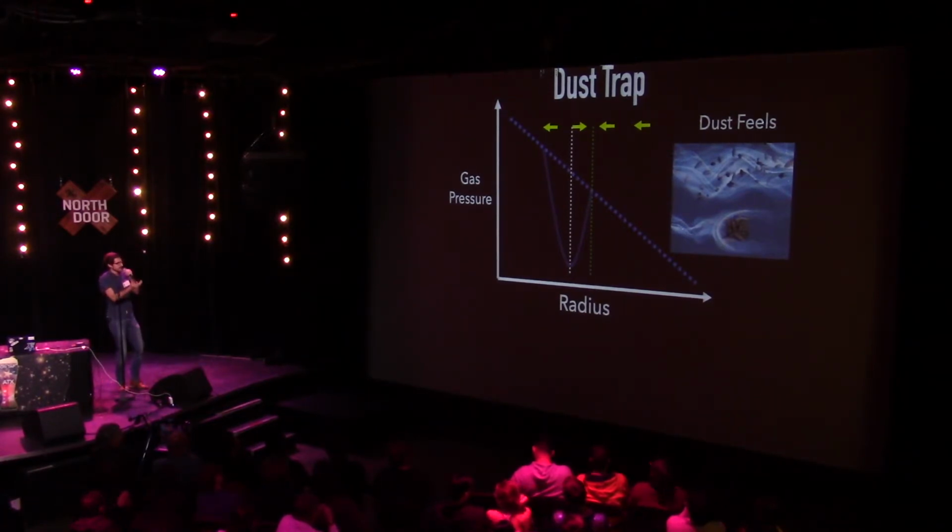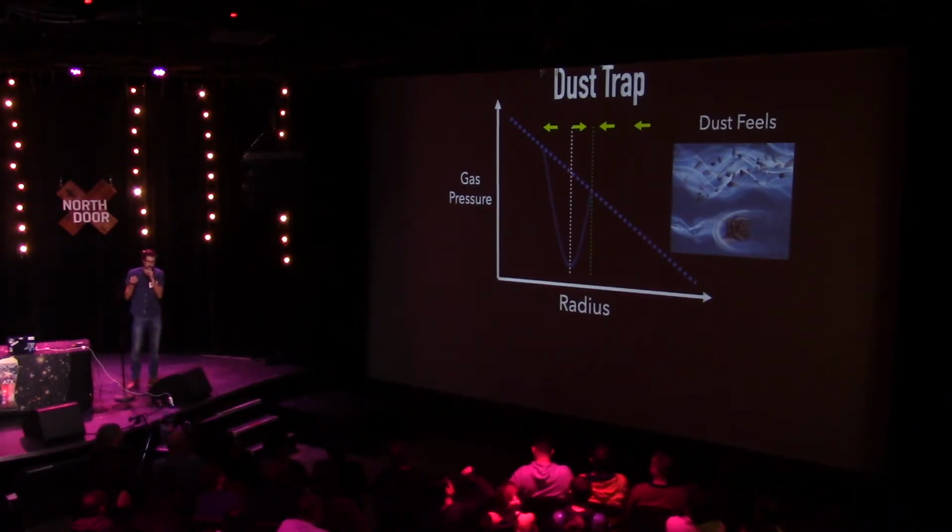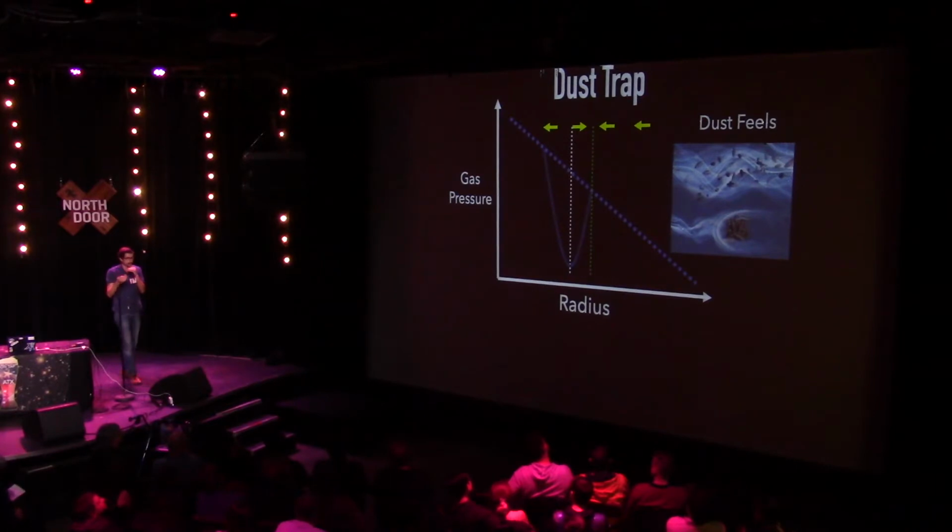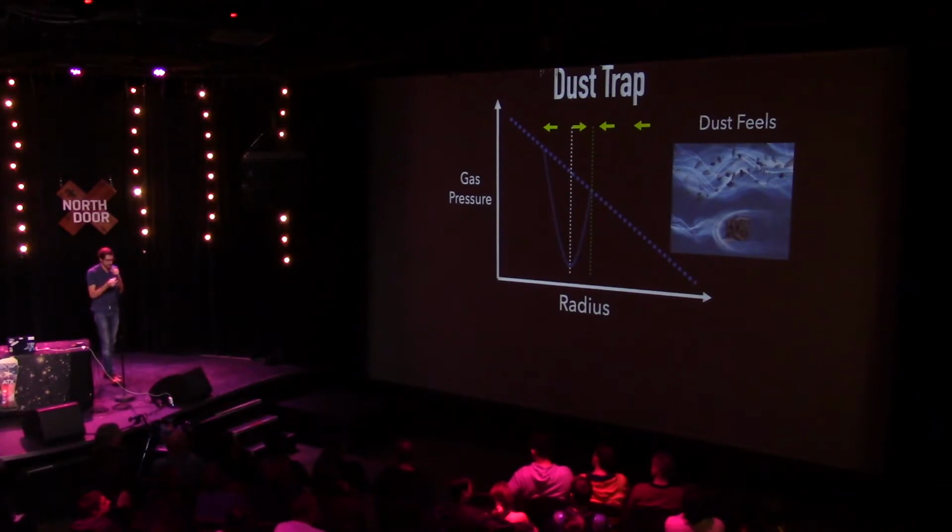We prevent the dust from moving inward. We create a nice little quiet environment where maybe these centimeter-sized grains can collide and continue to grow. And we confine the dust to a really small space, and potentially we can have it grow faster to make things like Jupiter-sized planets.